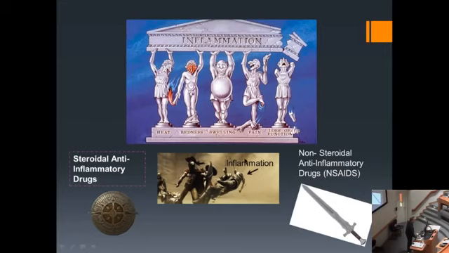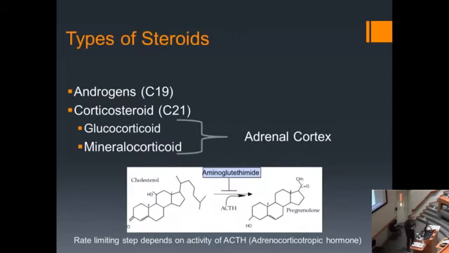the symbol of inflammation. And so what we're doing here is we're looking at the steroidal anti-inflammatory drugs, the glucocorticoids. When we talk about steroids, we're talking about long-chain carbon molecules, and there's really two types. There's androgens, which have 19 carbon molecules, and there's corticosteroids, which have 21. And so the corticosteroids are further divided into glucocorticoids and mineralocorticoids based on their physiologic functions or physiologic outcomes.